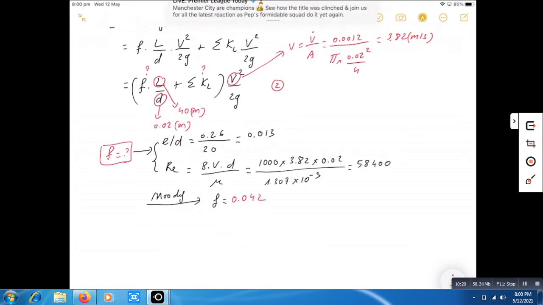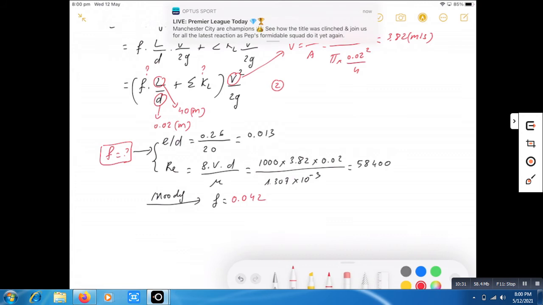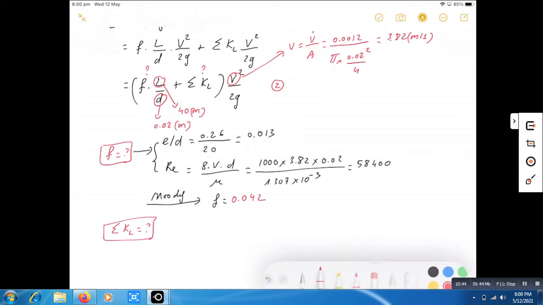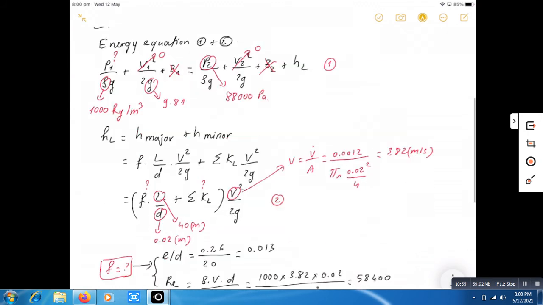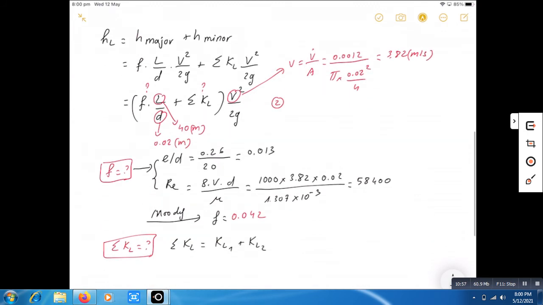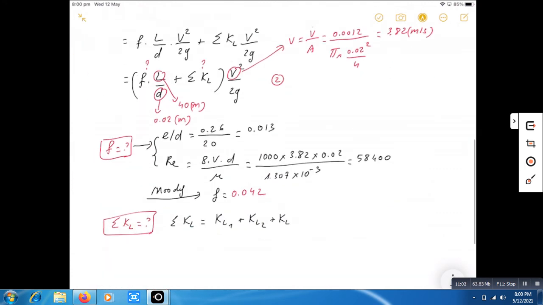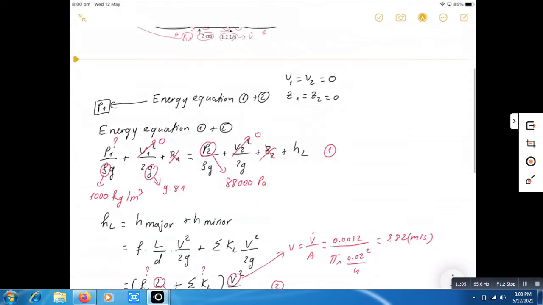Okay, so now that you have f, it's sigma KL. With sigma KL, as I said, we have 4 minor losses: KL1 is the entrance, KL2 is for the swing check valve, KL3 is a fully open gate valve, and KL4 is for the exit.